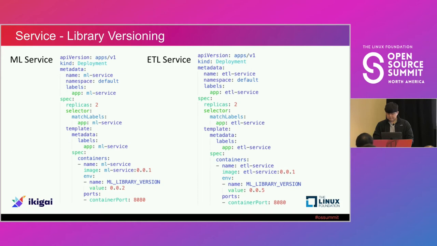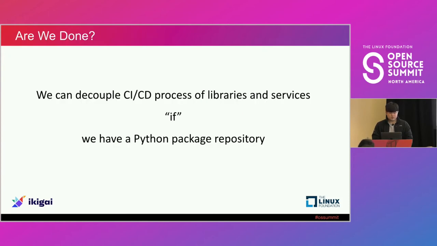So yeah, in this way, the compatibility between the ML service and the ML library version is specified inside of the code base. So it's easier to keep up with if you're using GitOps or something. So is that it then? It's a pretty simple topic, but no. So we can decouple CI/CD processes between libraries and services if we have a Python package repository that is stable and always running.